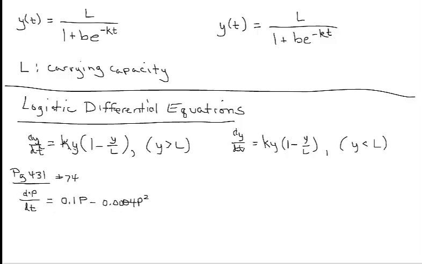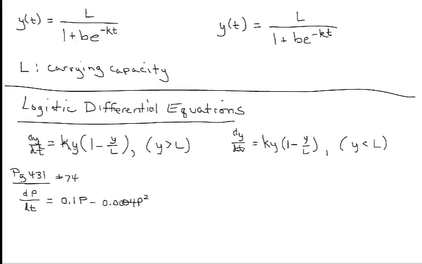So the rate of change of P with respect to time is equal to 0.1 P minus 0.0004 P squared. All right, you can see there's a series of questions that you're asked about this problem, and the one I'm going to pick out is part B, find the carrying capacity. When you look at these derivatives, the carrying capacity is the denominator, as long as we have the expression 1 minus y over L.